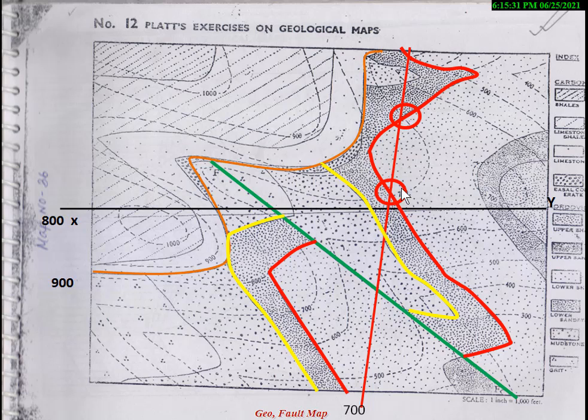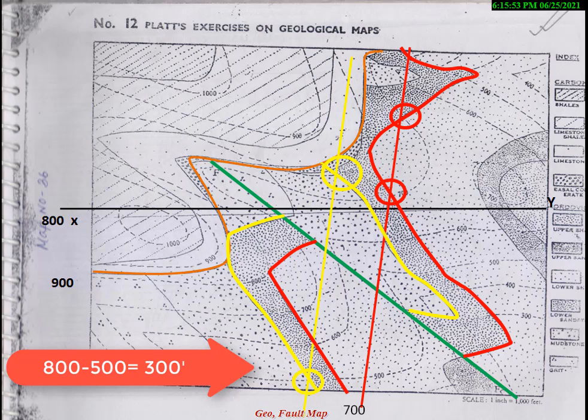Parallel to the earlier strike line, we easily draw a strike line. This value is 800. Parallelly we draw a line. This is the 800. If we go through this strike line 800, you see here it touches along this line, this point is 500. So there is a difference, the difference is 300. So in this map the throw is 300.